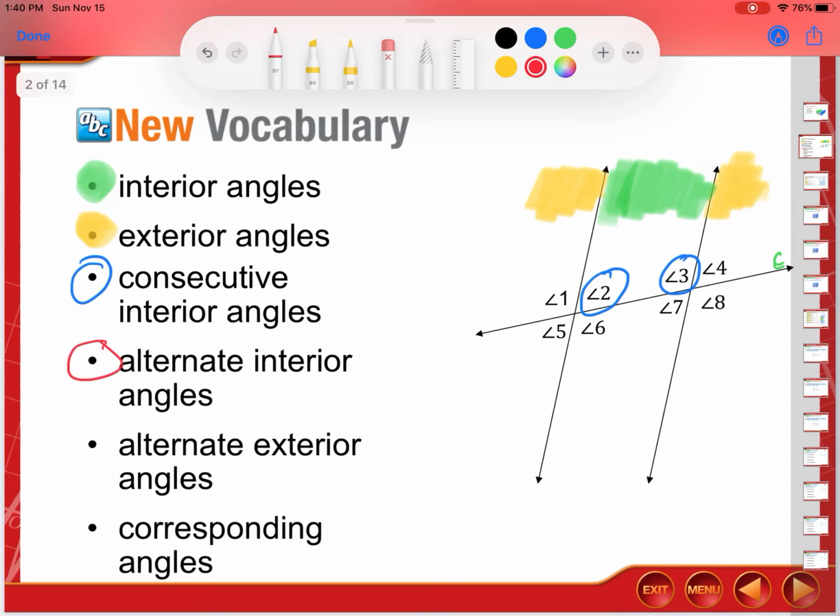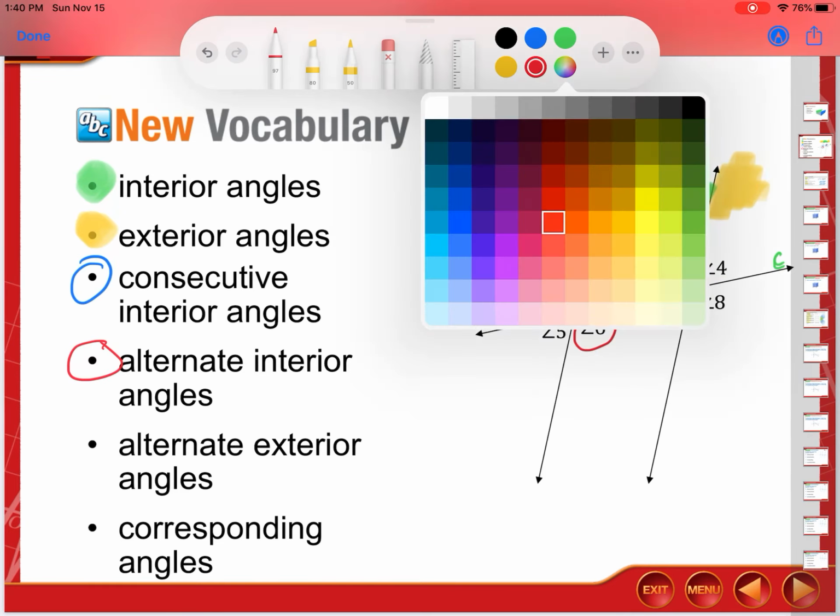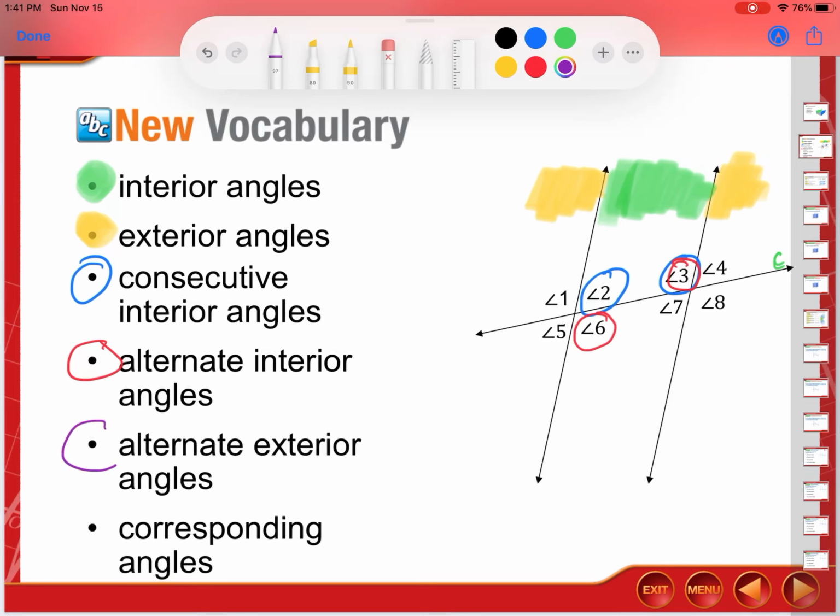Our next type would be alternate interior angles. Alternate interior angles would mean they're all on the inside. Like 6 is on the inside, so that's going to be one of our angles. And then alternate means one on each side of the transversal. So alternate interior angles would have to be like 6 and 3. We couldn't do 6 and 2 because they're both based on the same line. So we would want to do like 6 and 3 or 2 and 7. Let's choose this. It's too similar. We'll go with purple.